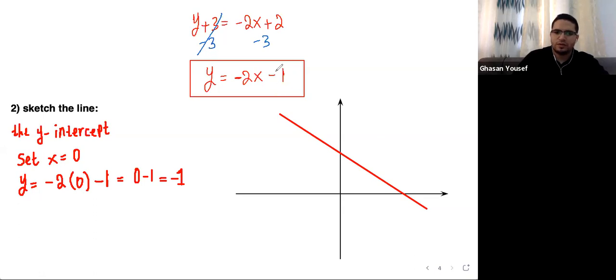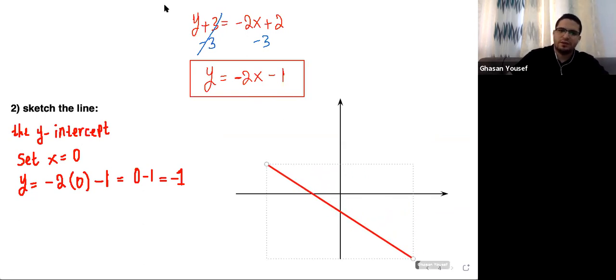But we're going to talk about this later in this section. So my y-intercept is -1. So the line should be at -1, passing the point 0, -1. This point here is (0, -1). The line intersects the y-axis at -1.